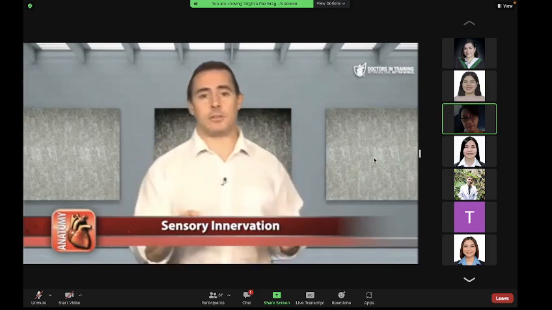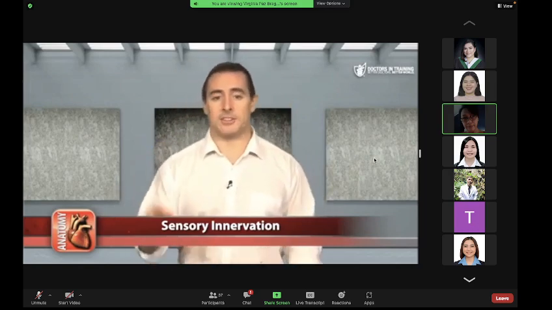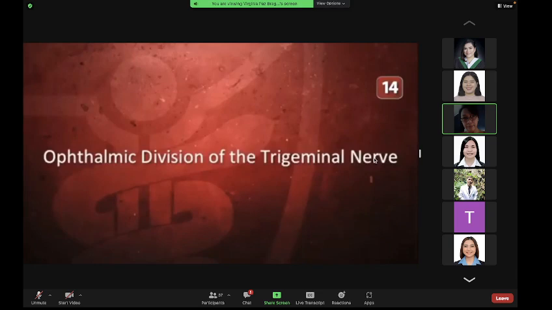The nerve in the sensory pathway of this reflex is the ophthalmic division of the trigeminal nerve. Cut that nerve, and it stops reflexive lacrimation, but not emotional lacrimation.